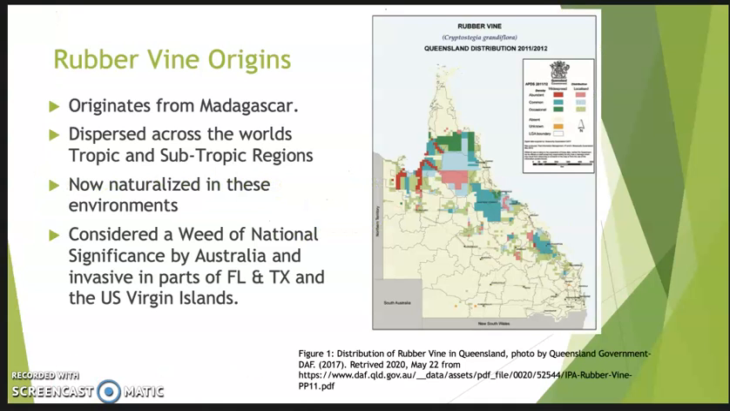Rubber vine originates from the island of Madagascar. It is a plant that was intentionally distributed across the globe to be grown as a source of latex, which was used to produce rubber. Today it has naturalized in most environments and can pose many problems such as killing trees, blocking access to waterways, and poisoning domestic herd animals. Rubber vine is considered a weed of national significance by Australia and an exotic invasive species in the U.S. Virgin Islands, Texas, and Florida.